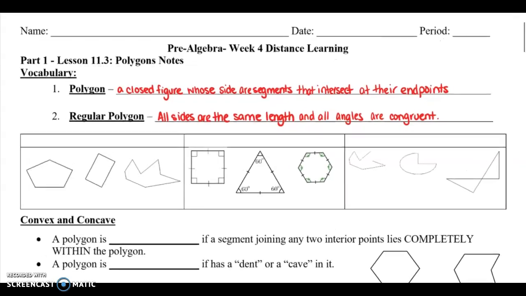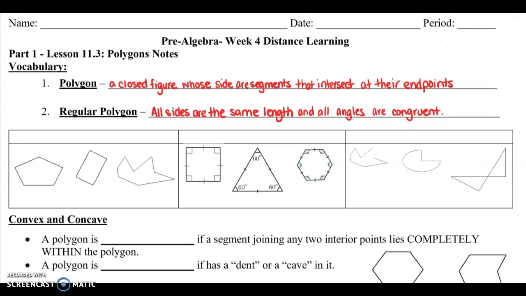So take a moment and fill out this definition. A polygon is a closed figure whose sides are segments, meaning that they're lines, meaning that they're straight, and they intersect at their endpoints. A regular polygon is when you have all sides that are marked congruent, or the same length, and all angles are going to be the same as well.